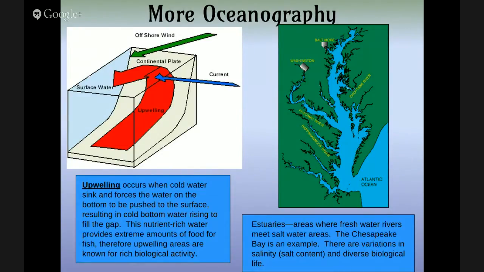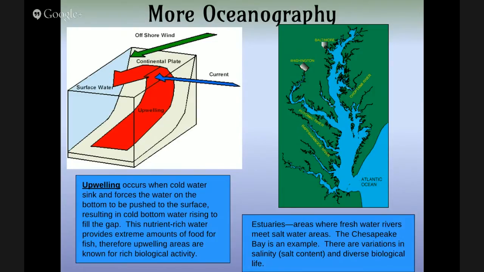This water rising will bring completely different nutrients up to the surface. So the nutrient-rich water provides extreme amounts of food for fish, and therefore upwelling areas are known for rich biological activity. That's the main thing you need to remember about upwelling, is that it brings up nutrients, so a ton of fish come in and just feed off this area.